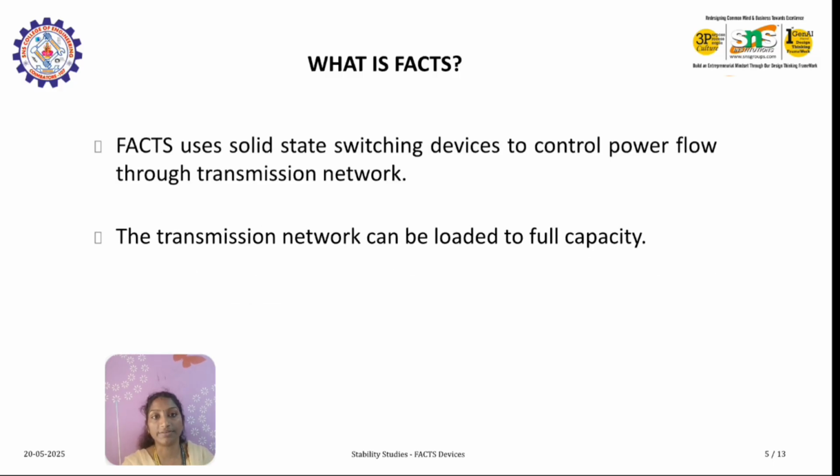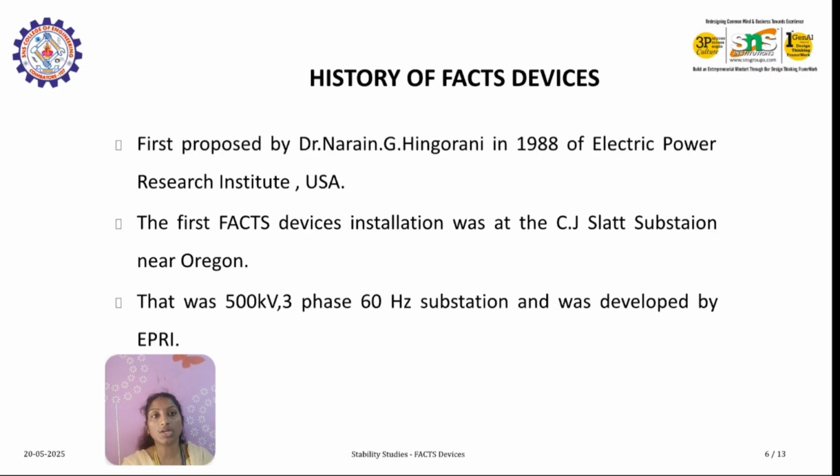These devices use solid state switching devices to control power flow through the transmission network. By solid state switching devices we mean thyristors, MOSFETs and IGBTs, where IGBT means insulated gate bipolar transistor. These are the devices used to control the voltage and maintain the stability of the power. Coming to the history of FACTS devices.